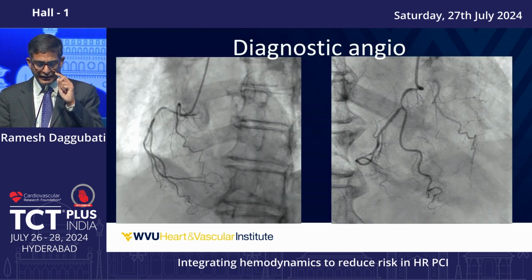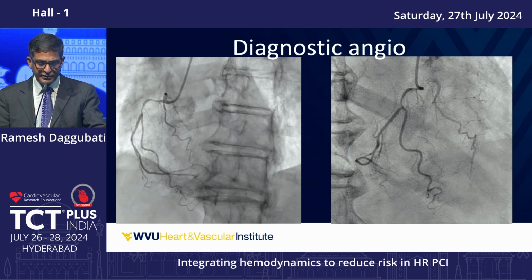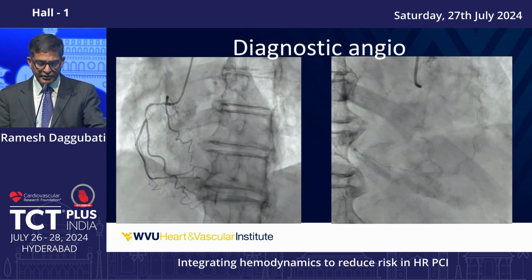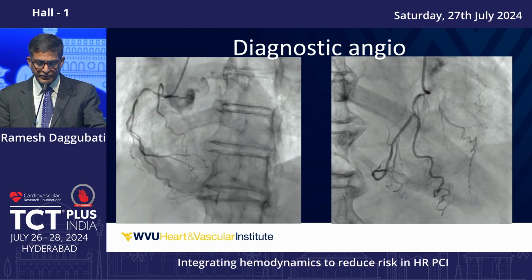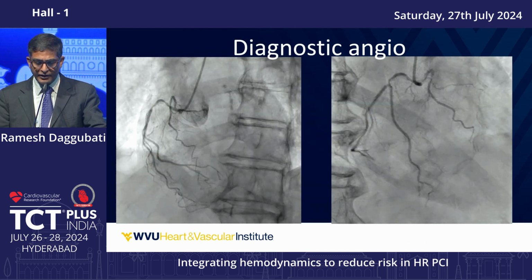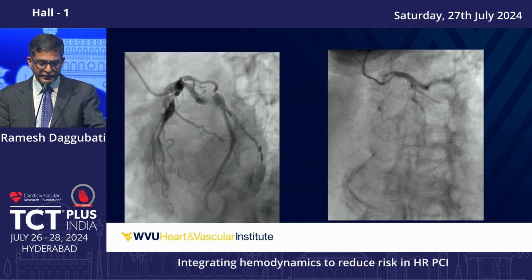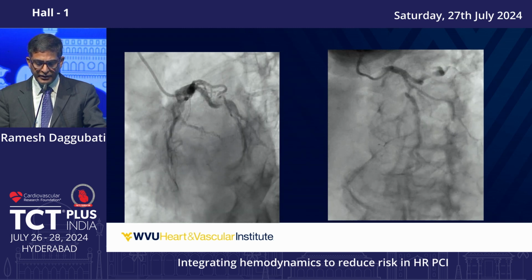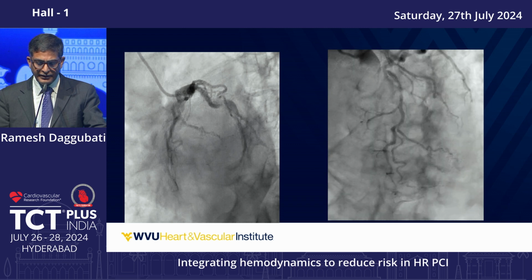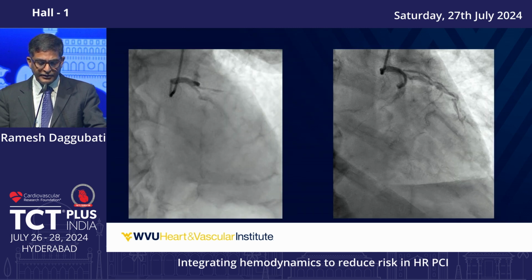Then a diagnostic angio, this is what it is. You can see there is a lesion in the right coronary artery, just prior to the takeoff of the RV marginal, and a heavily calcified circumflex artery, and also a calcified LAD, very heavily calcified vessels. So these are the pictures.